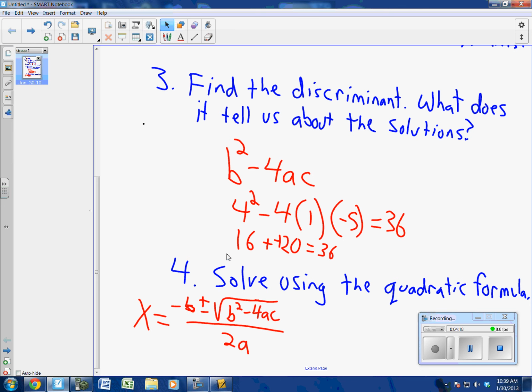Okay. X equals -b plus or minus the square root of b squared minus 4ac all over 2a.